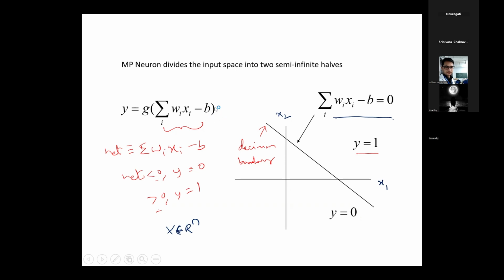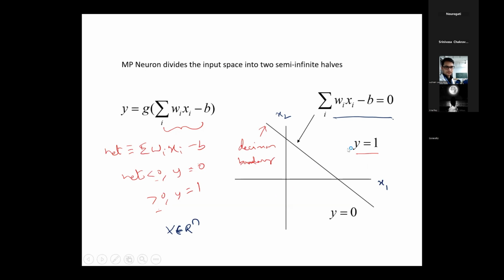So when is the argument 0? That is when the sum of Wi xi minus b is equal to 0. If we just take two variables, x1 and x2, when the argument is 0, that means w1 x1 plus w2 x2 minus b is equal to 0. That's nothing but a straight line. So the boundary between the y equal to 1 region and the y equal to 0 region is a straight line. The neuron is dividing the input space using a straight line into two semi-infinite halves.